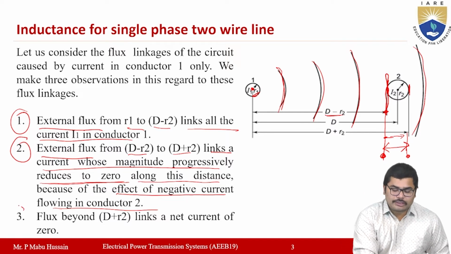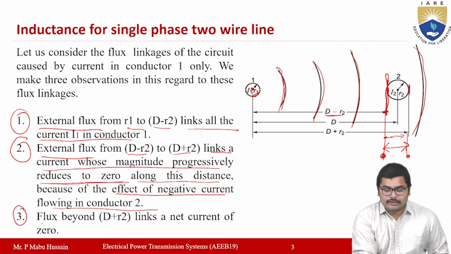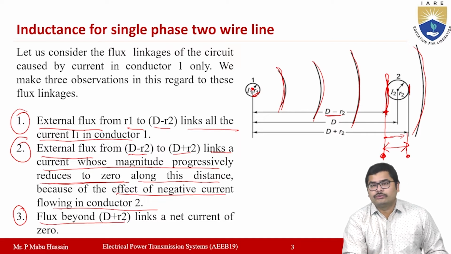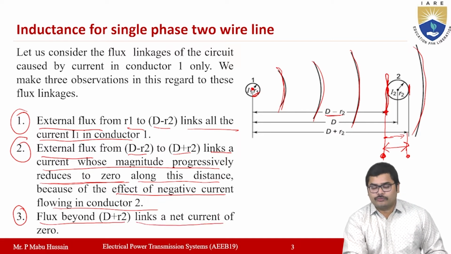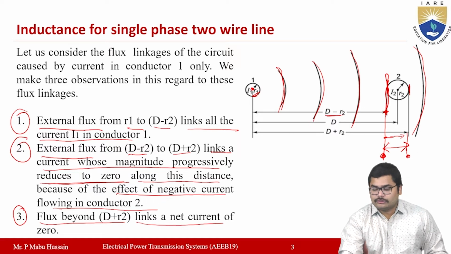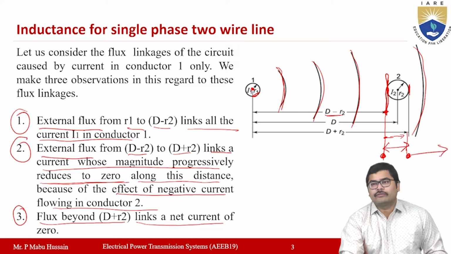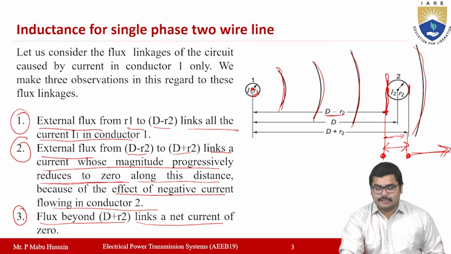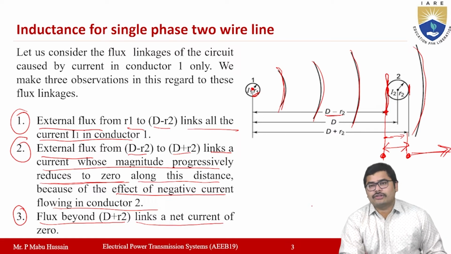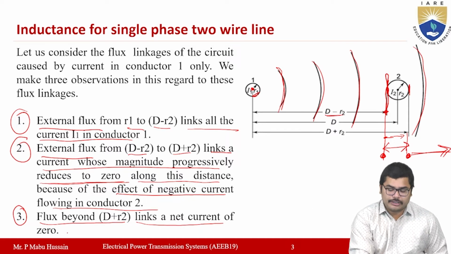And the third observation you have to see here is that beyond D plus R2, the flux links a net current of 0. So from D plus R2 to some distance out here, the flux links a net current of 0. These are the observations you have to make here.